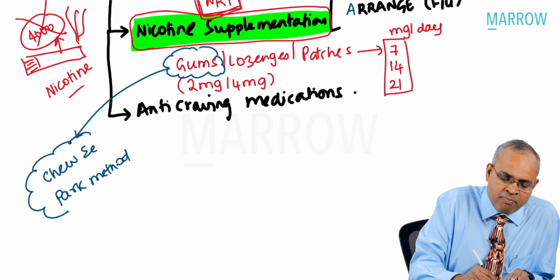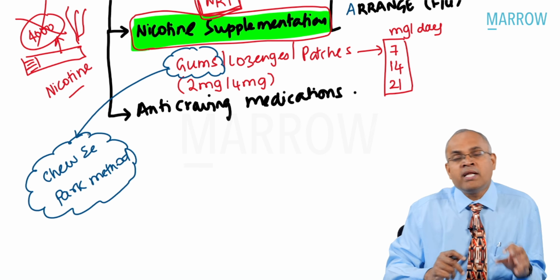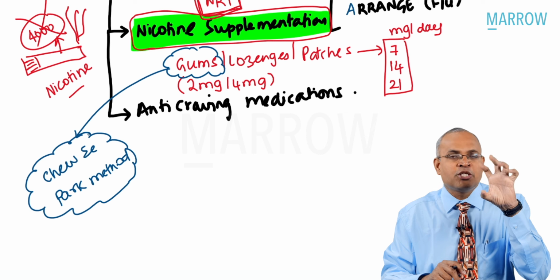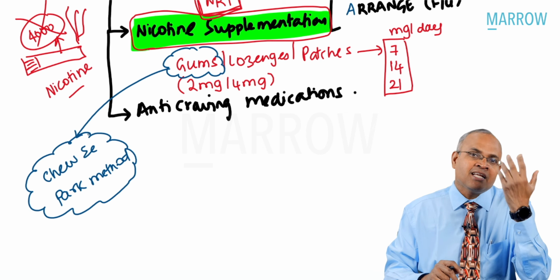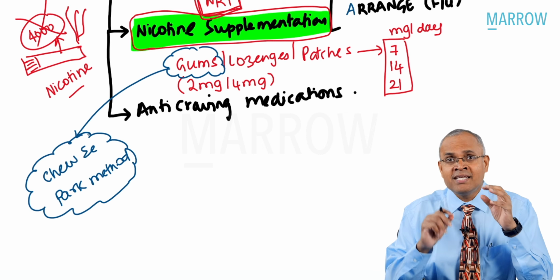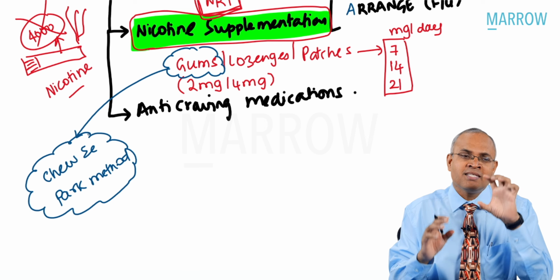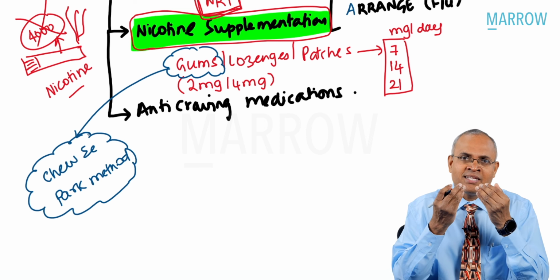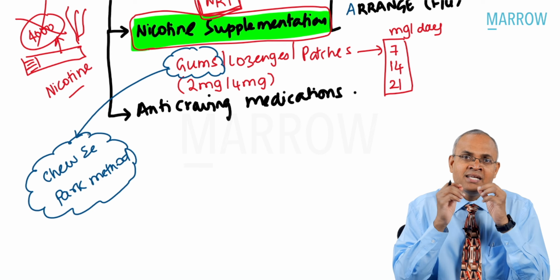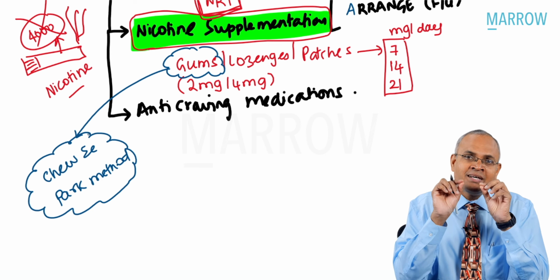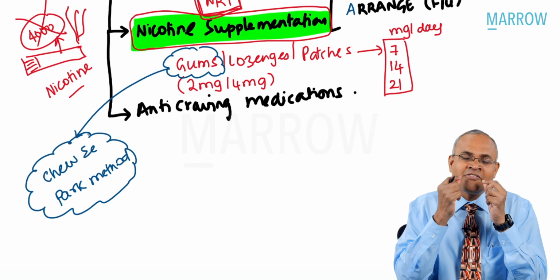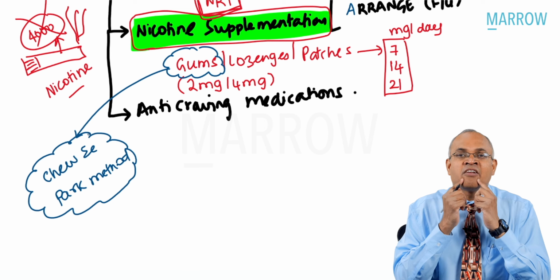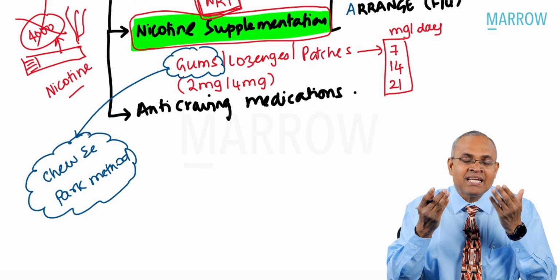What is this chew and park method? In routine bubble gums, what do we do? We keep on chewing, right? And swallow the juice. Here in nicotine gums, the point is you start chewing. As you start chewing, once the nicotine starts entering the mouth, it starts causing some kind of burning sensation or tingling in the mucosal layer of your mouth. That means the nicotine levels are rising.